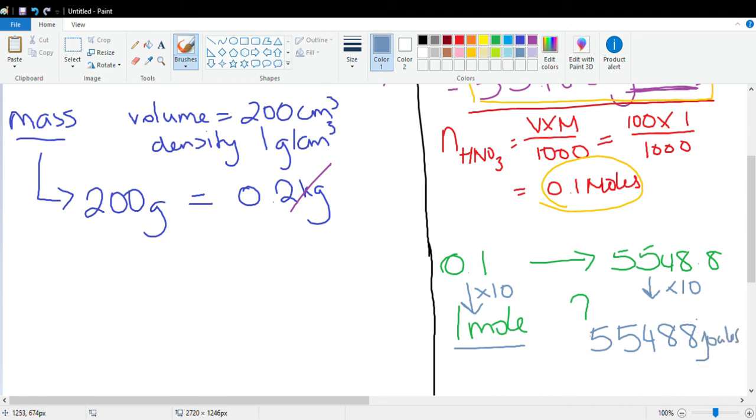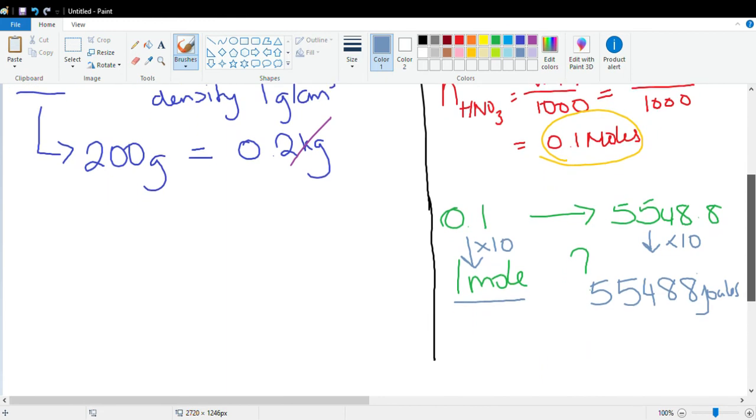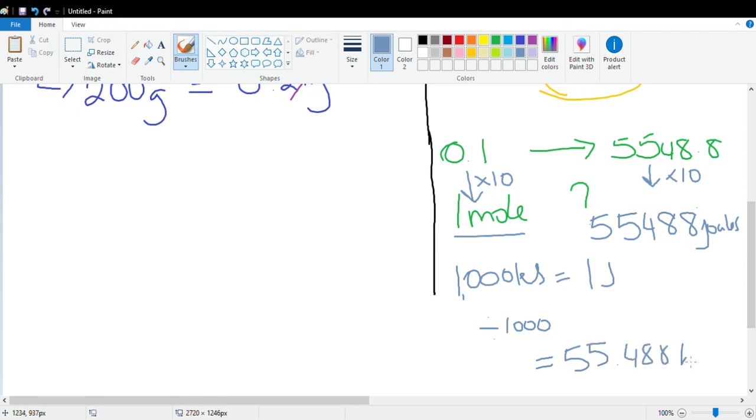Now, our heat of neutralization is given in kilojoules. So to convert that to kilojoules, there's 1000 joules in 1 kilojoule. So we need to divide by 1000 here, and so that gives us 55.488 kilojoules.